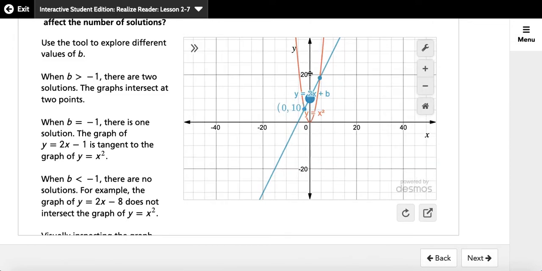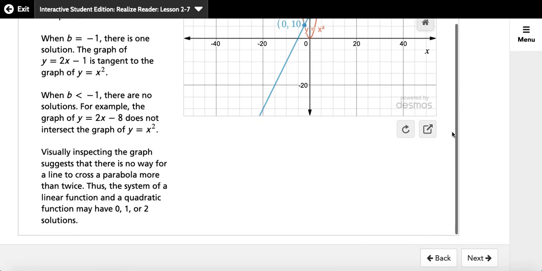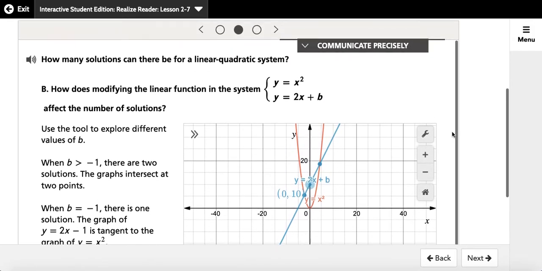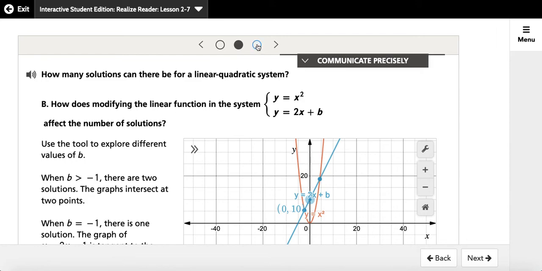In fact, if I went all the way up to 20, if it lets me, I think it's required to stop at 10. But that's how we're just going to graph it and see how many intersection points it has. That's all we're learning in this section. We'll probably have to do more work in a later example.